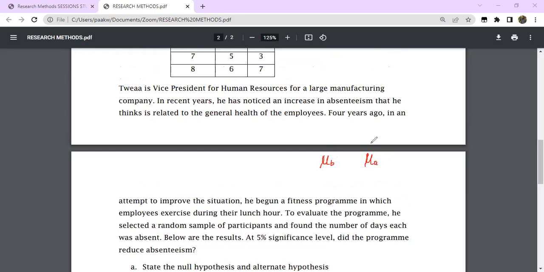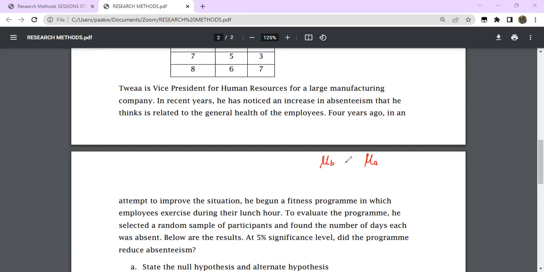So I think here we will use the notice of an increase in absenteeism. So I think it will be greater than. The mu before will be greater than mu after. In other words, the mu after will be less than mu before, right? So this is the example I made earlier. He has noticed an increase in absenteeism, and that is related to the general health of employees.